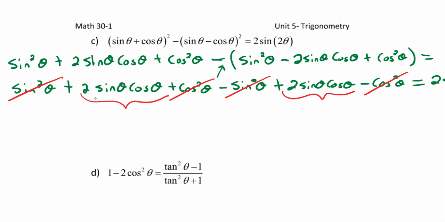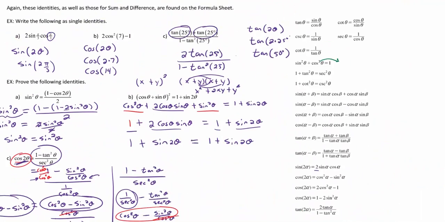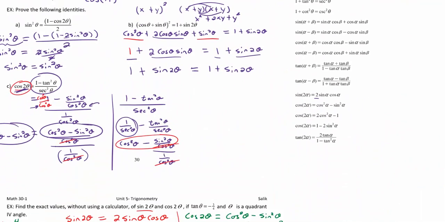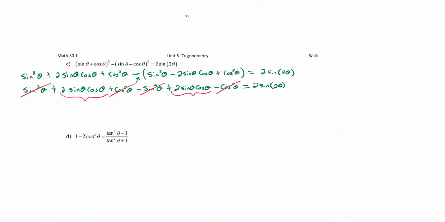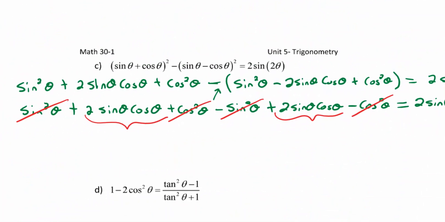So this chunk here, 2 sine theta cos theta, that one looks familiar. Let's see if we can remember what that was. Right, that's this one, 2 sine theta cos theta. So 2 sine theta cos theta is actually just sine 2 theta. Okay, so is this one. That's also sine 2 theta.